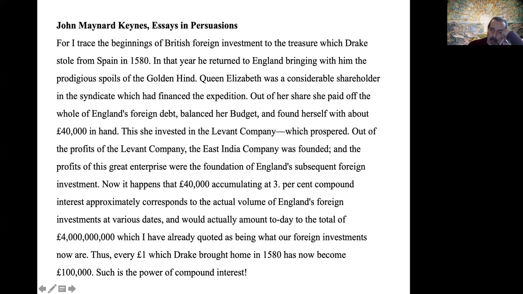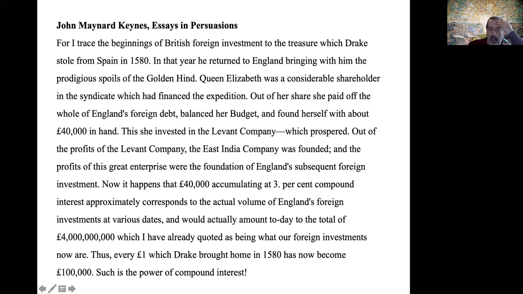Some people also say that there are some deeper relationships between Elizabeth and Francis Drake, but it's not our problem. Out of her share, she paid off the whole of England's foreign debt, balanced her budget, and found herself with about £40,000 in hand. This was a very profitable trade, almost more than 4,000% was the profit rate of the whole expedition. You can easily imagine what kind of expedition it is. It's basically looting.